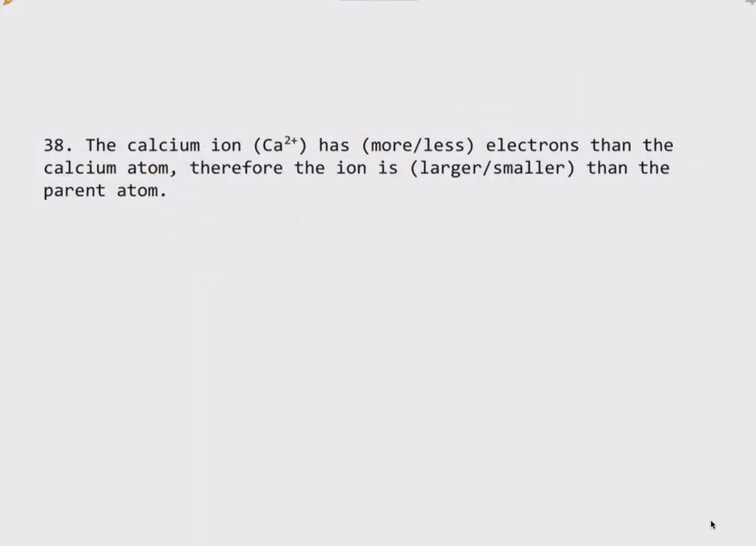The calcium ion has fewer electrons, that's why it's positively charged, than the calcium atom, and therefore the ion is smaller, as we talked about before. Take away electrons, the remaining electrons get pulled closer in, which makes it smaller. Positive ions are always smaller than the neutral atom. Negative ions like chlorine are always bigger than the neutral atom.